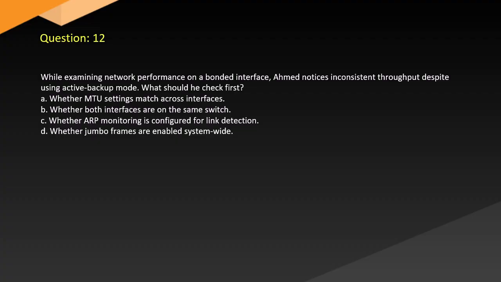Question 12. While examining network performance on a bonded interface, Ahmed notices inconsistent throughput despite using active-backup mode. What should he check first? A. Whether MTU settings match across interfaces. B. Whether both interfaces are on the same switch. C. Whether ARP monitoring is configured for link detection. D. Whether jumbo frames are enabled system-wide.